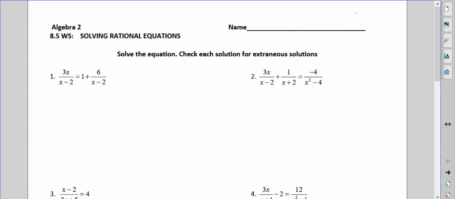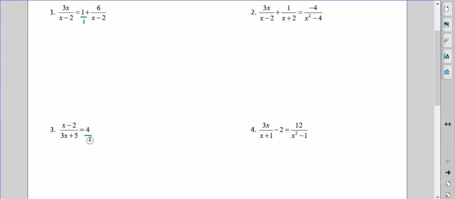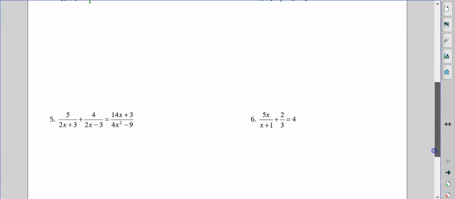All right, 8-5, day one assignment. First off, remember, anytime you have a whole number, put a 1 underneath it. Just get in that habit immediately. Try not to ignore that number.